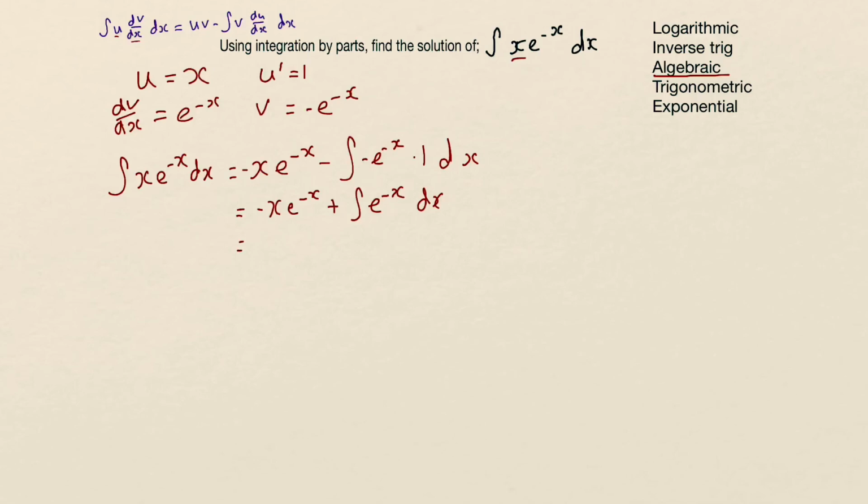Now we just have to integrate that. So negative x e to the negative x plus the integral of e to the negative x, which is negative e to the negative x, plus c. If we then group together like terms to make it a bit nicer, negative e to the negative x, lots of 1 plus x, plus c. And that is the integral of x e to the negative x.